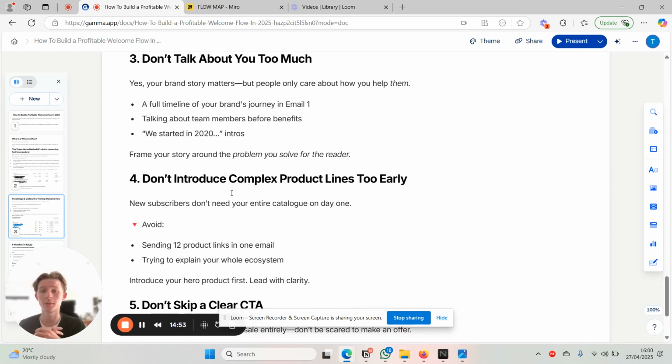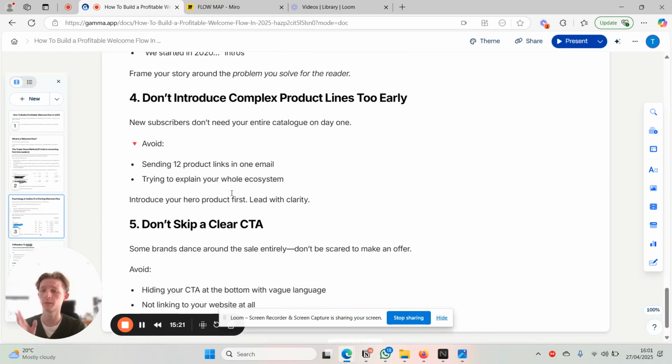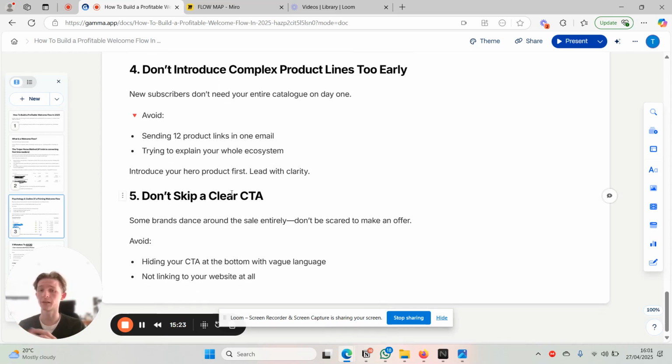Don't introduce complex product lines too early. So as soon as someone signs up, you don't want to just throw your whole product catalog at them. They're just going to get overwhelmed and be like, what the hell is this guy doing? Keep it simple. Just put your bestseller first, so your hero product. Don't try to explain absolutely everything about your business. The key to this rule is just simple. Simple beats everything, confusion just kills conversions. Keep it simple and people appreciate it. Just keep a clear CTA.